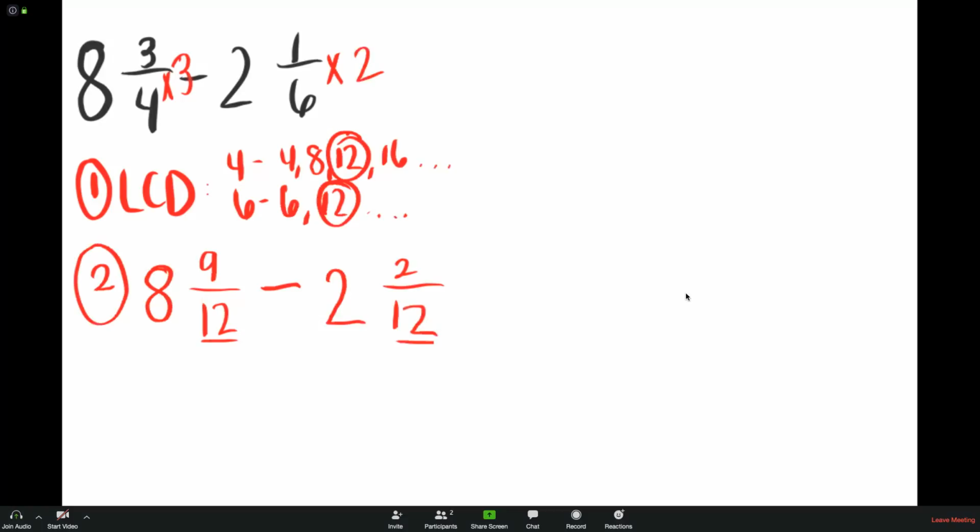Now we can solve. This numerator is bigger than this numerator, so we don't have to worry about regrouping, and we can just subtract. We can subtract our whole numbers. 8 minus 2 is 6. Then 9 minus 2 is 7, all over 12. Okay, 7 over 12 is in simplest form, so this would be our answer.